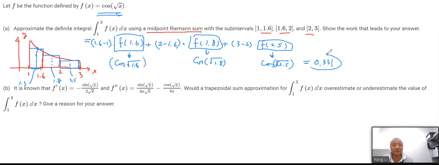0.331. This is the answer, all right? Now let's go to part B. Why do you do the B here? It's like this.